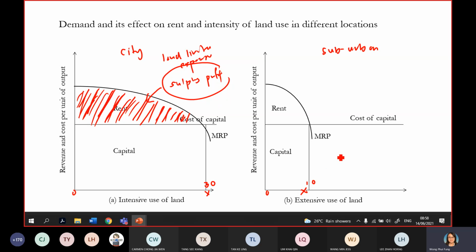On the other hand, in suburban areas, why is building 10 floors enough? Because land is very plentiful, there are plenty of resources in suburban areas like Semenyih. So building 10 floors is actually sufficient to cover the land cost. That is the reason why we want to build higher in the city center, but we do not need to build so high in suburban areas. Okay, very good.